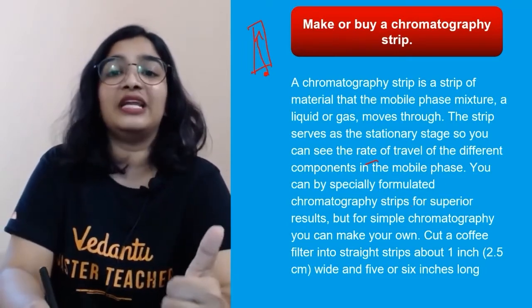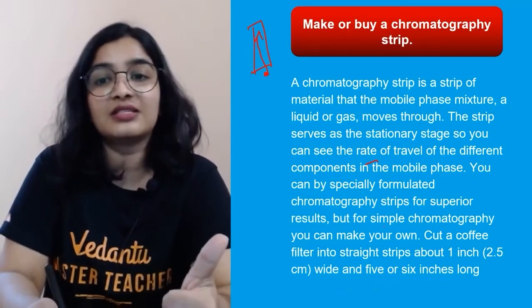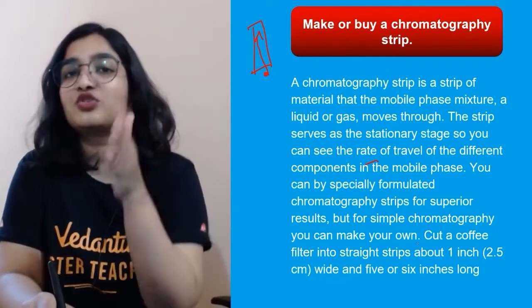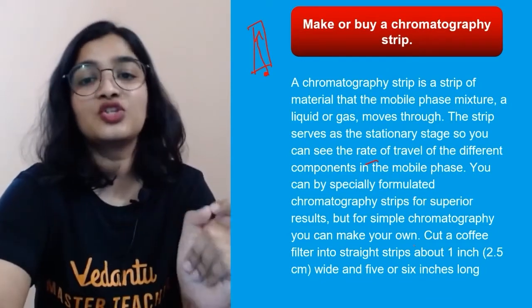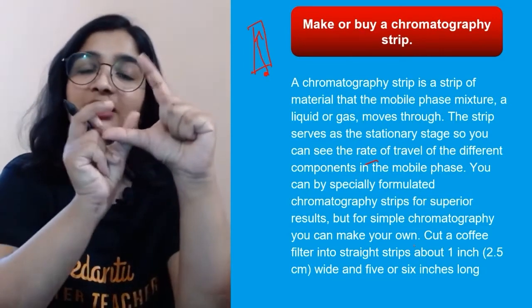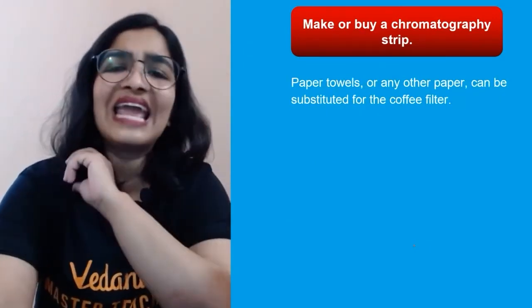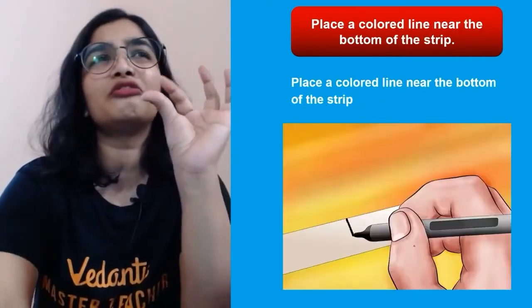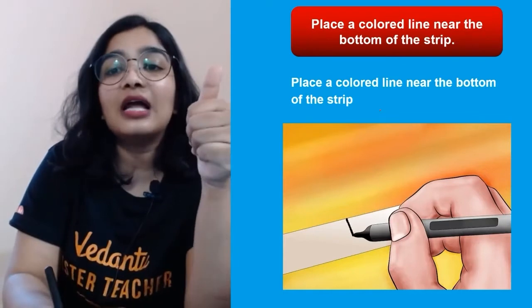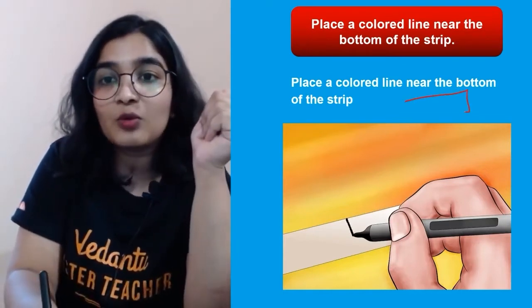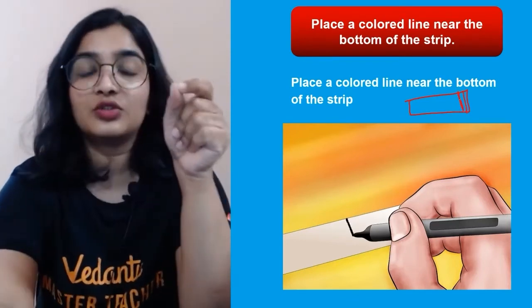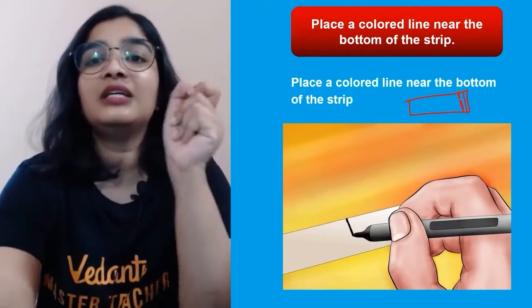You can specially formulate chromatography strips for superior results, but for simple chromatography, as I told you, cut a coffee filter into straight strips about 1 inch wide and 5 inches long. Paper towels or any other paper can be substituted. If you don't have coffee filter paper, paper towels will also work, but make sure it is not very thin. Place a colored line near the bottom of the strip. That is our origin. I want to know where I placed my compound.